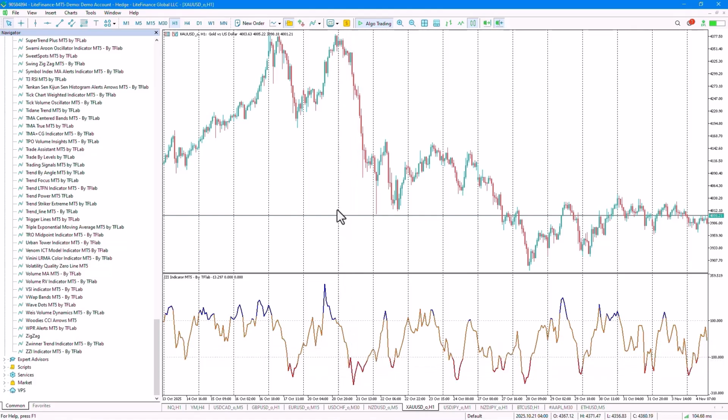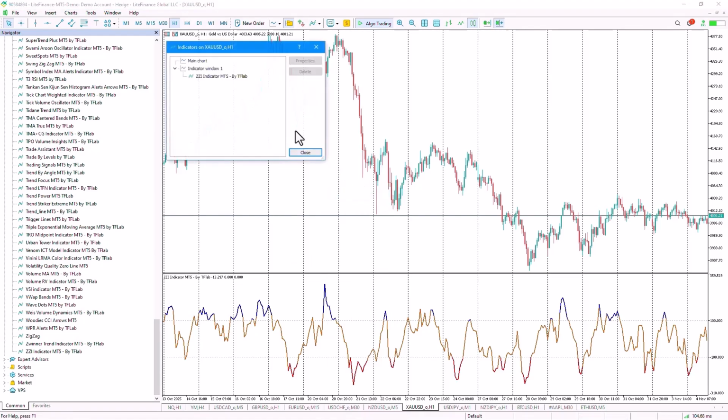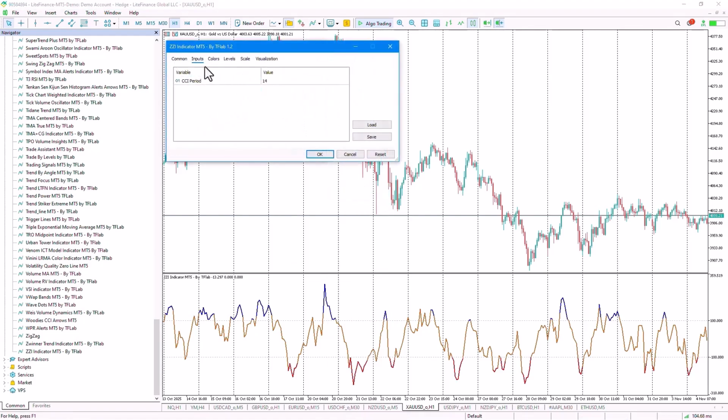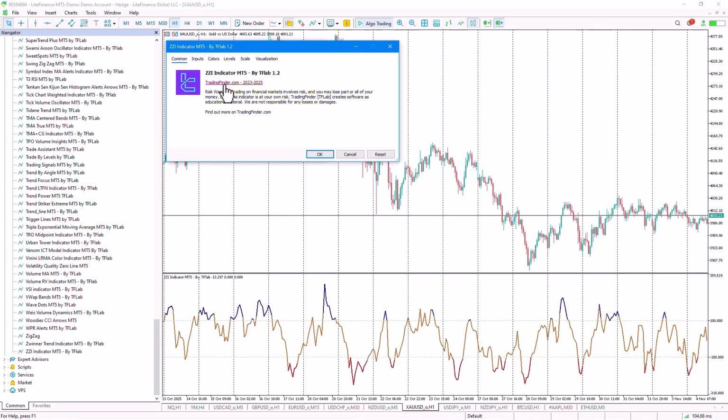In the settings section of the indicator, under the Input tab, there is only one parameter available for adjustment, where we can specify the calculation period length for the Commodity Channel Index, or CCI, indicator. By default, this period length is set to 14, but it can be changed according to the trader's preference or strategy. Additionally, in the Colors section of the settings, users can customize and set the colors of the indicator lines and zones as desired, allowing for a more personalized and visually clear charting experience.